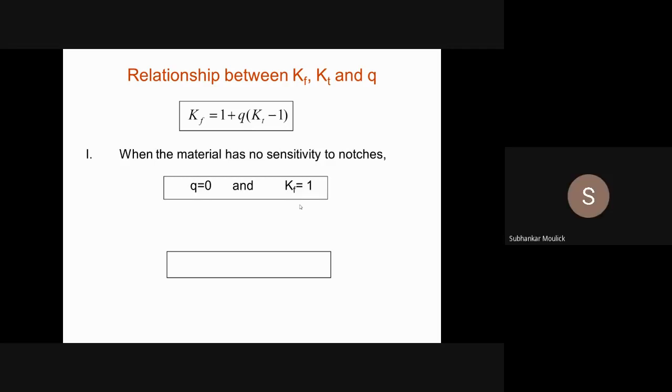Yes, sir. So this is applicable only when material is not sensitive to any kind of notches, which is practically not possible. Ideally, it can be possible, but practically it is not possible. What is the second case? Second case is when the same material is fully sensitive to notches. Any material will be fully sensitive to notches when there is a notch present in the component. Yes or no?